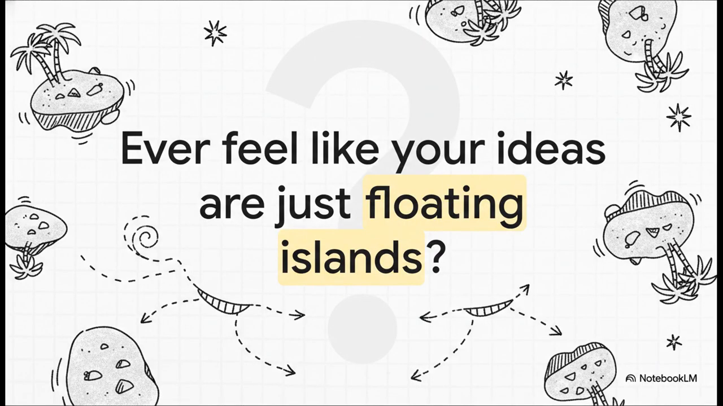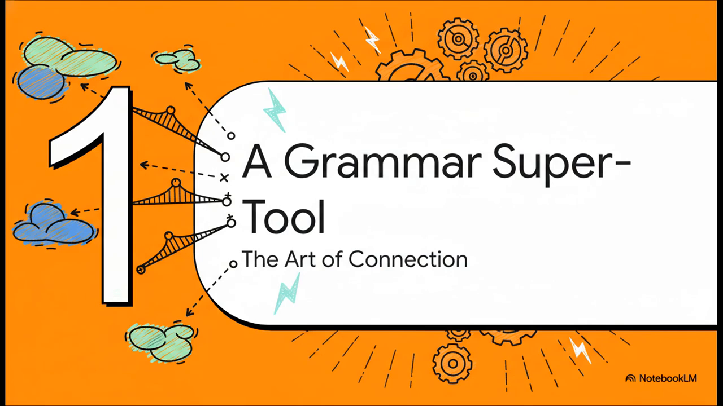You know that feeling, right? You've got these awesome ideas, but when you try to put them down on the page, they feel kind of separate, disconnected, almost like a bunch of floating islands. It's a super common challenge, but lucky for us, there's a very straightforward fix. And that fix is what I like to call a grammar super tool. Its whole job is to do one thing, and do it brilliantly. Build bridges between those idea islands, turning them into one cohesive, connected landscape.